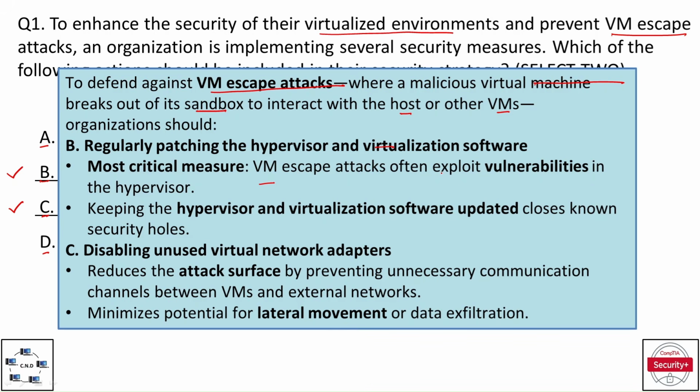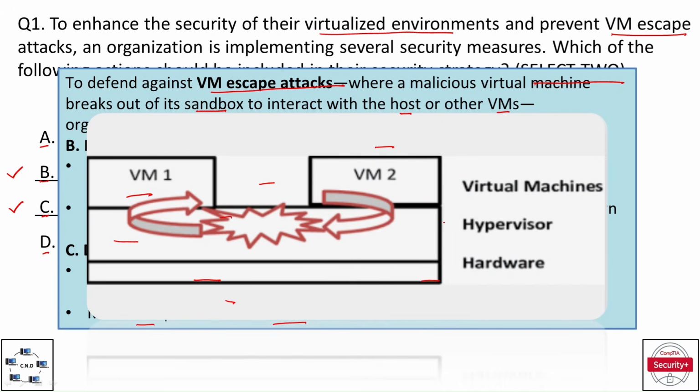VM escape attacks often exploit vulnerabilities in the hypervisor. So keeping the hypervisor and virtualization software updated closes known security holes. And number two, disabling unused virtual network adapters. This reduces the attack surface by preventing unnecessary communication channels between VMs and external networks and minimizes potential for lateral movement or data exfiltration. So let me further clarify it with the help of this diagram.